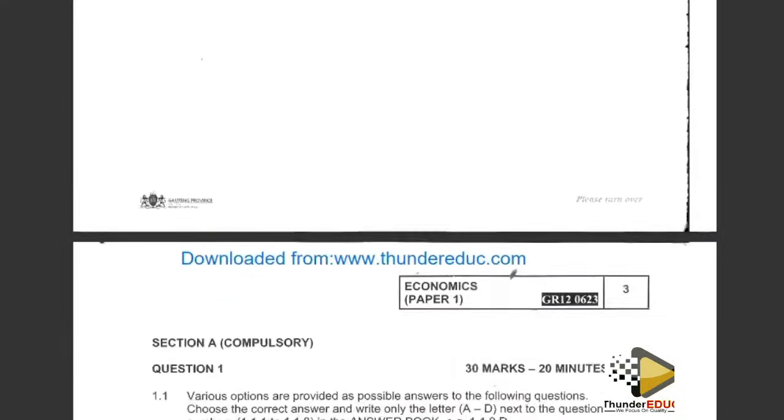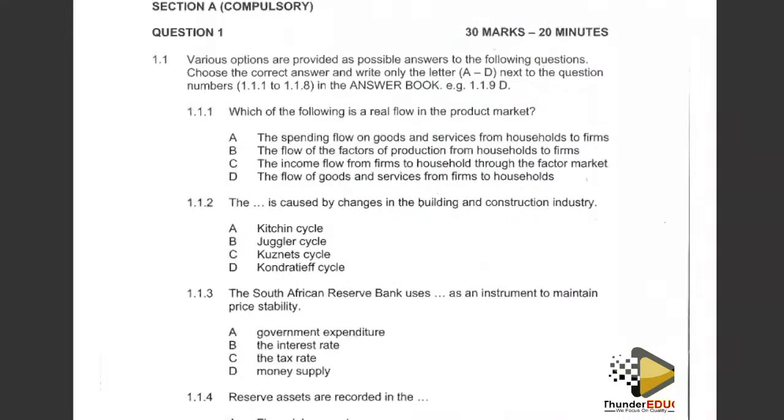Question 1 under section A. So now we have 30 marks, and the time allocated to complete this section is 20 minutes. And make sure that you run for that 20 minutes whenever you complete this question. Because the moment you fail to go through this question within the stipulated or scheduled time, it means that you are going to battle to finish up the paper.